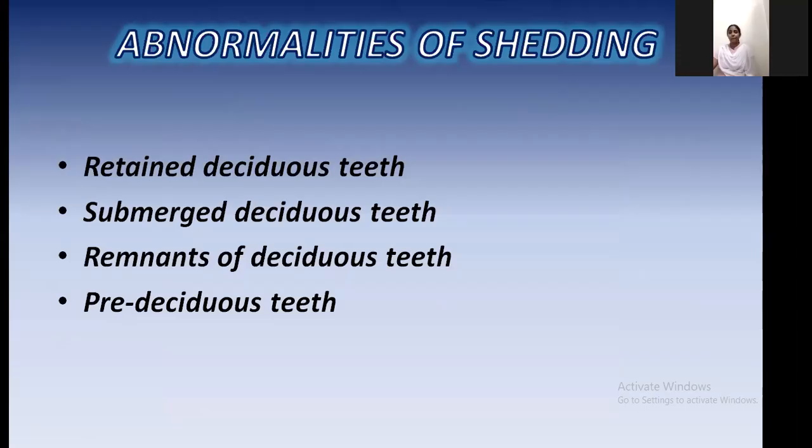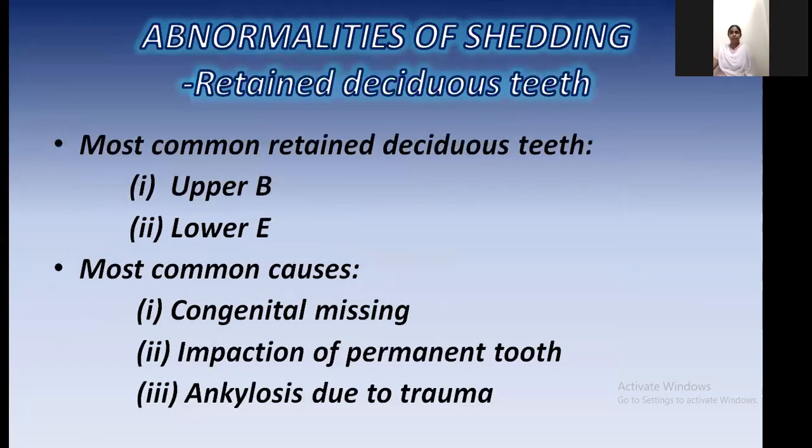Abnormalities of shedding are of 4 types: retained deciduous teeth, submerged deciduous teeth, remnants of deciduous teeth, and pre-deciduous teeth. Retained deciduous teeth. Most common retained deciduous is the upper B and lower E. That is the upper lateral incisor and the lower last molar. Most common cause of retained deciduous is 3 causes: congenital missing permanent teeth, impaction of the permanent teeth, or ankylosis of the deciduous teeth due to trauma.